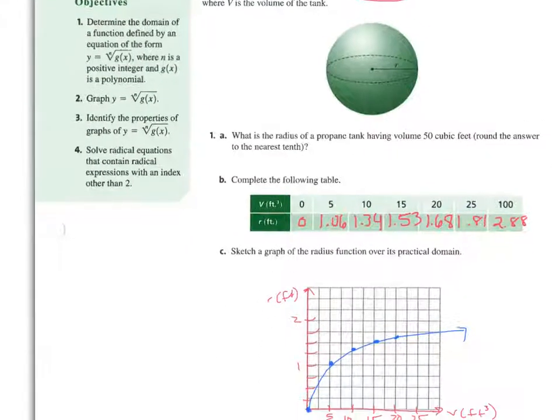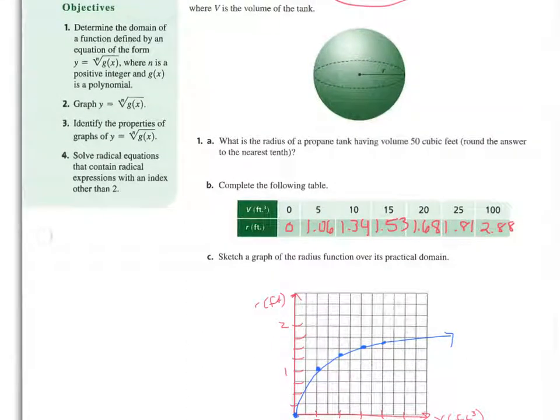So what is the radius of the propane tank having a volume of 50? They already solved it for r, so we're ready to use it. We're just going to plug in the cube root of 3 times 50, plugging in that 50 for V. Sorry, my handwriting is bad today. If I do that on the calculator and round to the nearest tenth, I get about 2.3.